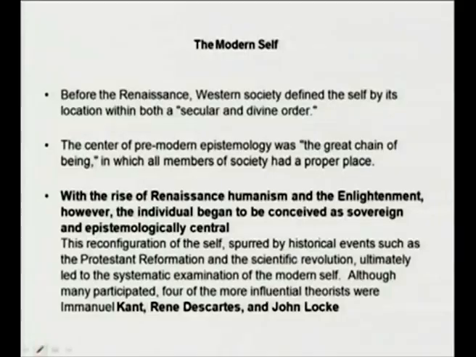That is, there is a reality independent of the mind that can be experienced by the senses. So, the modern self emerges. Before the Renaissance, Western society defined the self by its location within both the secular and divine order. The center of pre-modern epistemology was the great chain of being, in which all members of society had a proper place.